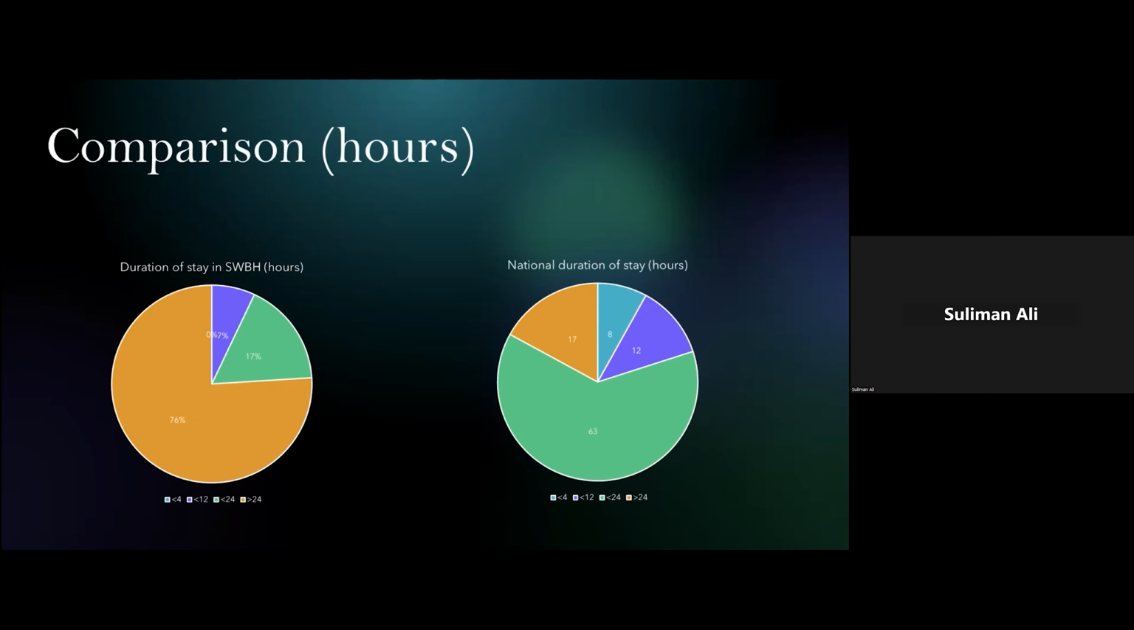Like I said, our audit results are similar to the national audit. However, the majority of our patients stayed over 24 hours, which is why there's a huge orange circle in my pie chart on the left, whilst in the national audit, the majority of patients had less than 24 hours, which is the green circle. So overall, my department still has some work to do to discharge patients in less than 24 hours.